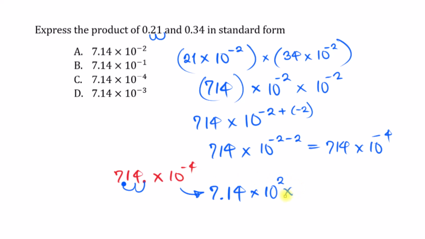then this 10 raised to power minus 4. And just like we did there, 2 plus minus 4 will be 2 minus 4, which will be minus 2. So this is going to give us nothing but 7.14 times 10 raised to power minus 2. And looking at the option, we can see that A is going to be the solution in this particular case.